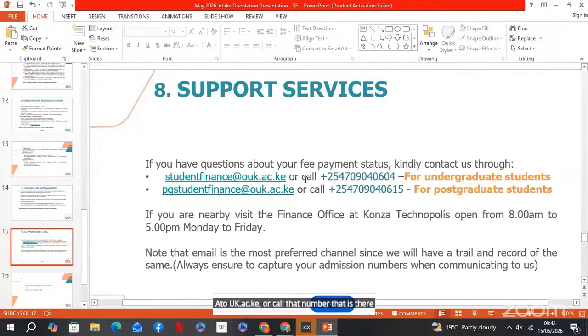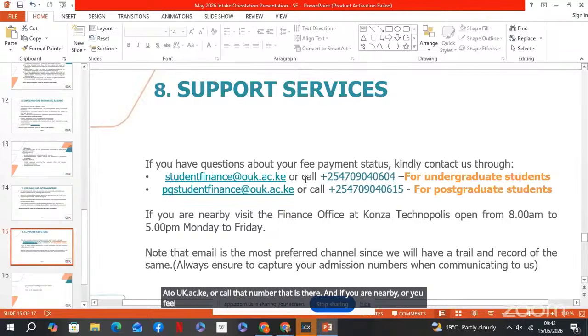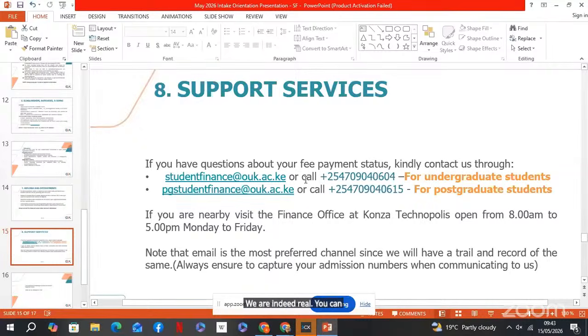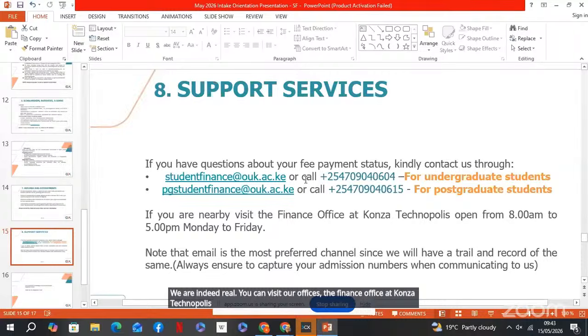And if you are nearby or you feel like coming to see us and ensure that we are indeed real, you can visit our offices, the finance office at Konza Technopolis. We are open from 8 a.m. to 5 p.m., Monday to Friday.